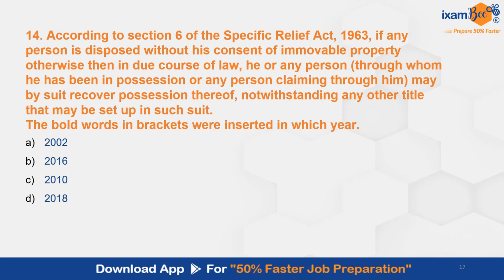Then question number 14. According to section 6 of the Specific Relief Act, if any person is dispossessed without his consent of immovable property otherwise than in due course of law, he or any person through whom he has been in possession or any person claiming through him may by suit recover possession thereof, notwithstanding any other title that may be set up in such suit. Section 6 talks about dispossession, not the ownership. The bold words in brackets were inserted in which year? So the amendment, when were the bold words inserted? The correct answer here is D, in 2018 by Specific Relief Amendment Act 2018.